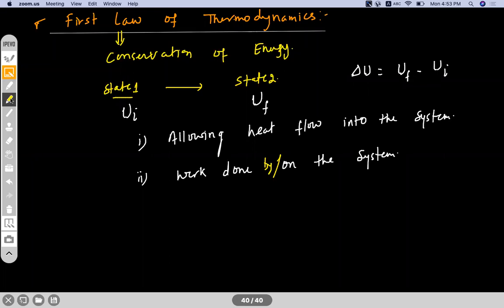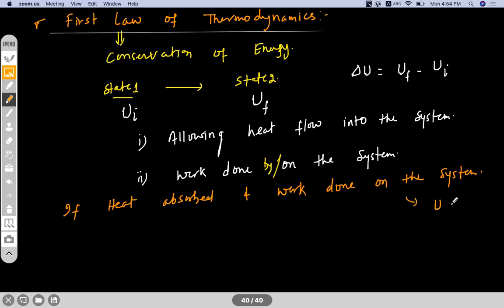So suppose we have internal energy UI initially, and you provide Q amount of heat into it. So plus Q, since you are giving heat. And work is done on the system. If I write this down, if heat is absorbed and work is done on the system, so we are doing work on the system, this will increase the internal energy.